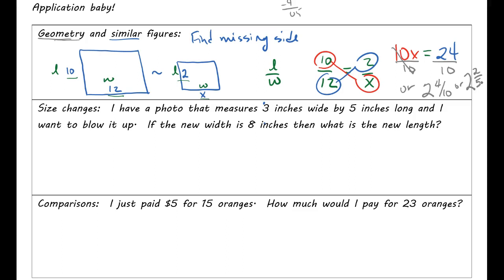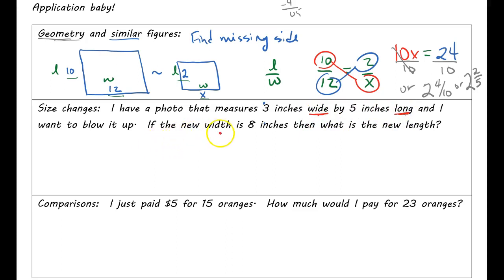Okay? All right, next, so size changes. I have a photo that measures 3 inches wide by 5 inches long. Now, right off the bat, I'm going to start circling stuff, guys, because the proportion is comparing two things. It looks like in this one, it's not inches and inches, it's wide by long. You need to have two different things. So we're comparing width and length.